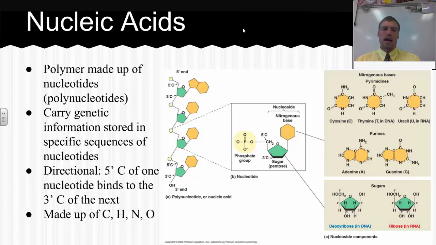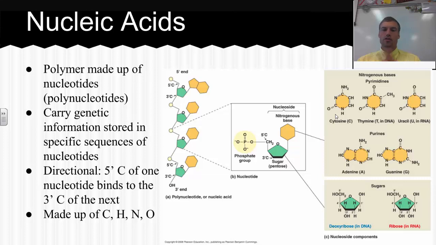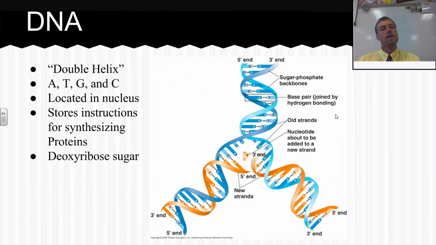Now, the monomer of nucleic acids is the nucleotide. The nucleotide is made up of a sugar, which is a pentose, a 5-carbon sugar. Again, it is a ring structure with an oxygen as a part of that ring. You've got your nitrogenous base, of which there are 5 different ones: cytosine, thymine, uracil, adenine, and guanine. And you've got 2 different choices for your sugars. You can have deoxyribose, which is found in DNA, or ribose, which is found in RNA. We're going to talk about the differences between DNA and RNA now.